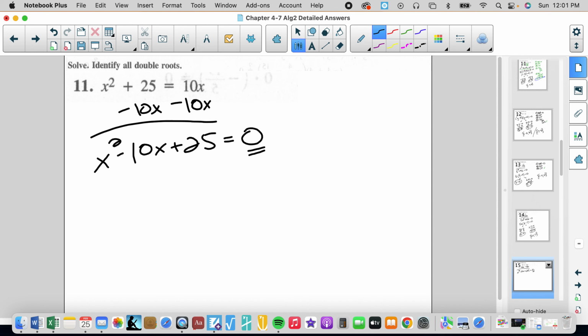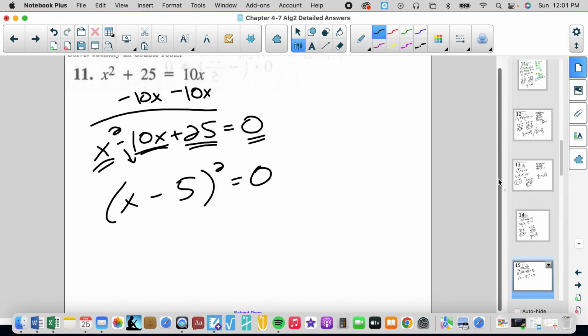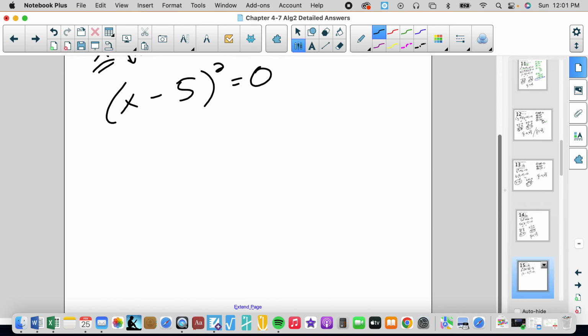This, hopefully, you see is a binomial square. So the square root of x squared is x, the square root of 25 is 5. We're going to pull down that sign, quantity squared, because this is twice the square root of x squared times the square root of 25. That equals 0.